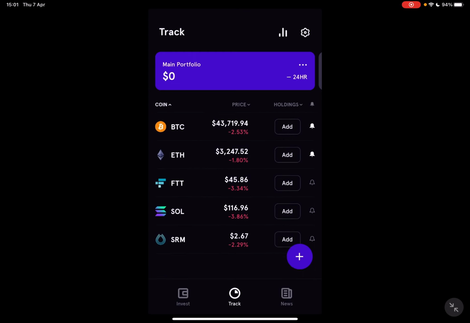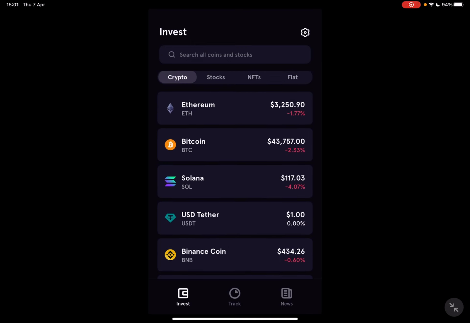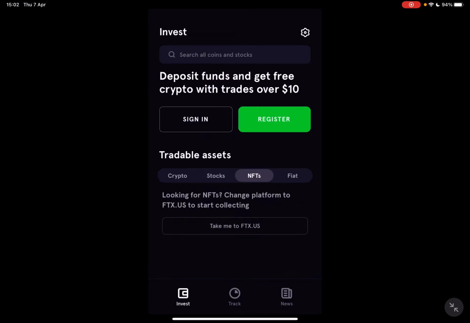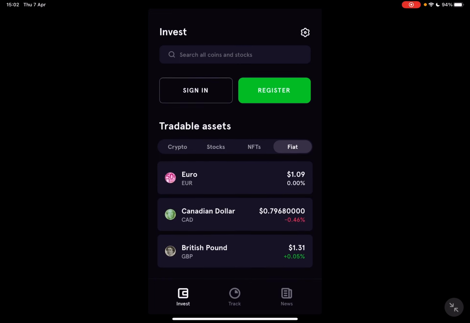So to buy USD Tether, you just have to open the FTX app, then go to the invest section. At the invest section, as you can see, there are 4 categories: crypto, stocks, NFTs, and fiat currencies. In the fiat currency section, there are only 3 fiat currencies as of now: Euro, Canadian dollar, and British pound. At least for me in Europe, it might be different in America.